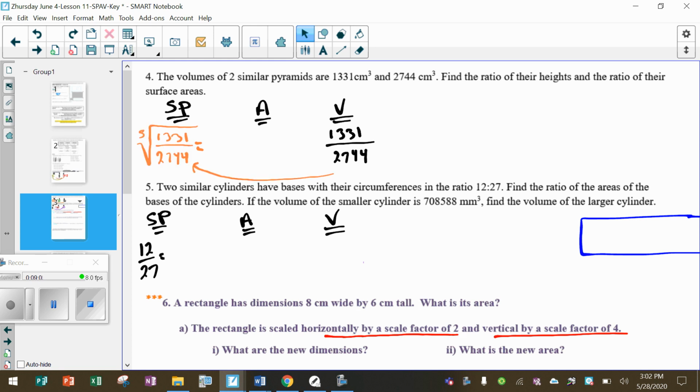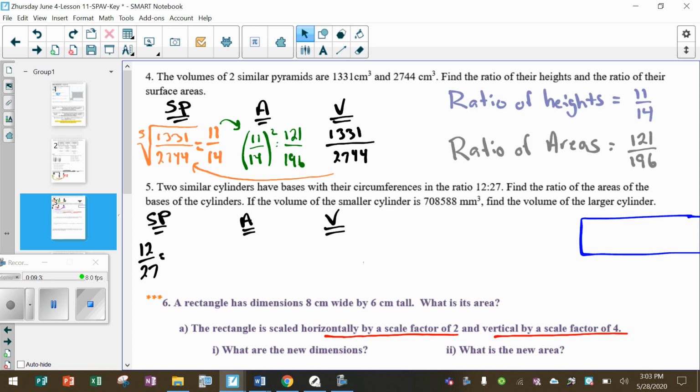So I cube rooted them and found out that the similarity ratio, or the ratio of the perimeters, the one-dimensional ratio, is 11 to 14. We are asked to find the ratio of their heights and the ratio of their surface areas. So we already have the ratio of their heights because the height is a one-dimensional measurement. That's the 11 to 14. The ratio of their surface areas is when we square that value and get 121 over 196. That's your answer. Those are your answers.